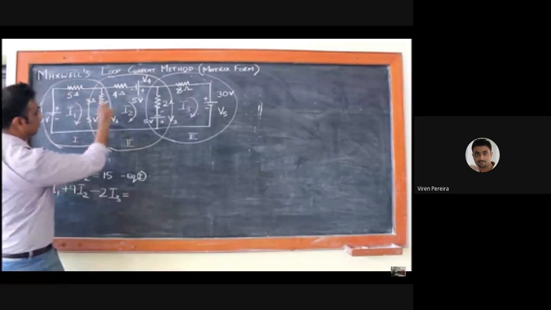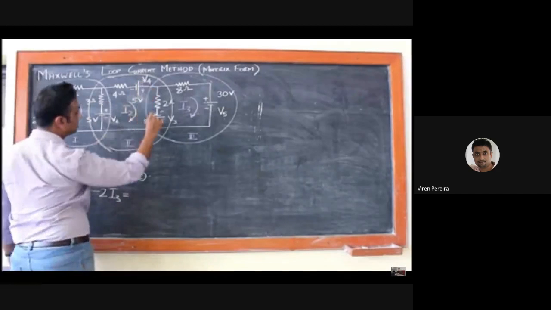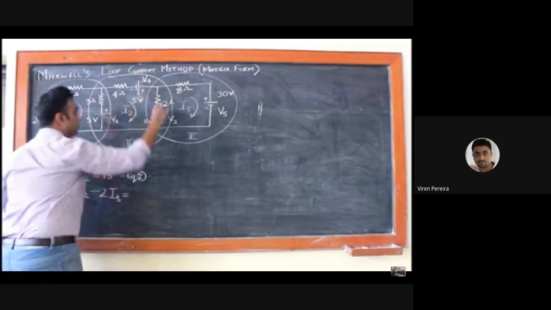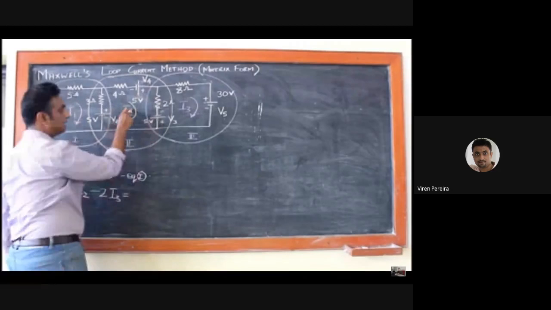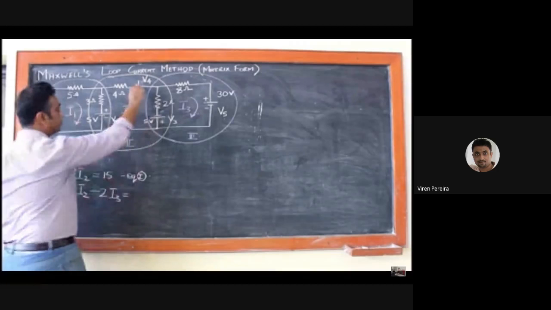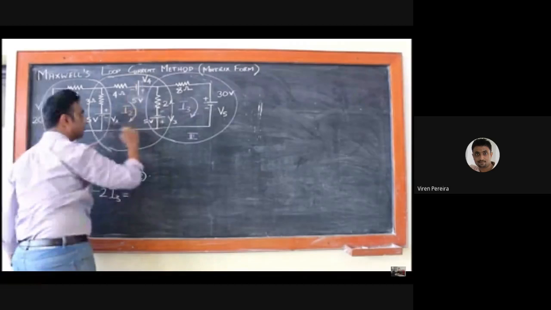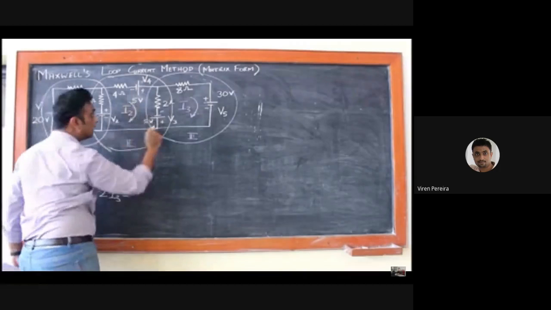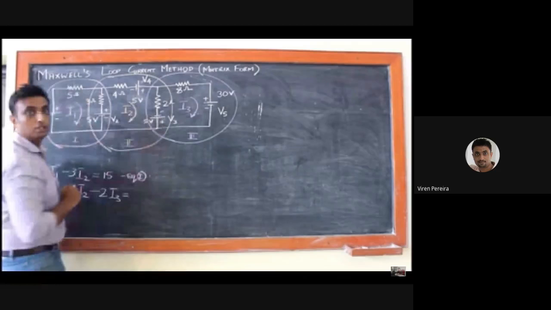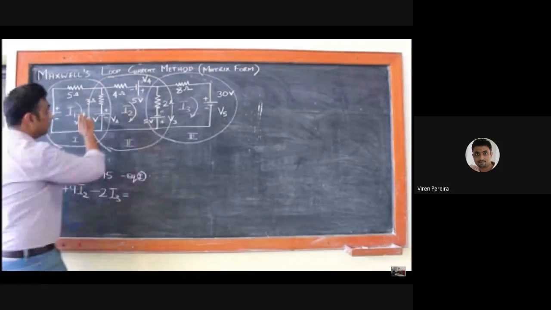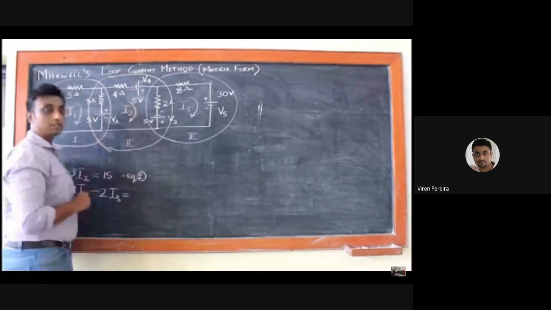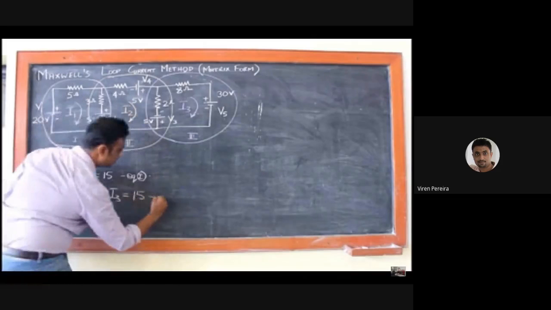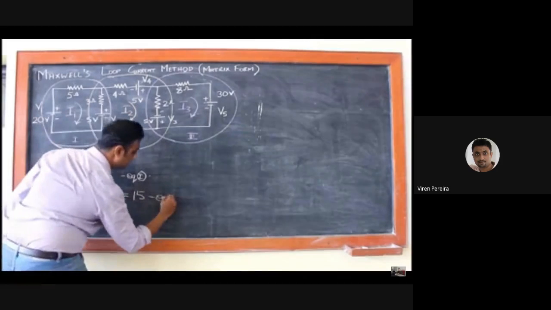Now your voltage sources will come on this side. How many voltage sources are there? 5 volts, 5 volts and 5 volts. Positive to negative, same direction as that of I2, so it is positive. What about this? Again, positive to negative, same direction, clockwise. So it is positive. What about this? Positive to negative, again same direction, so clockwise. So 5 volts plus 5 volts plus 5 volts will give us 15 volts.